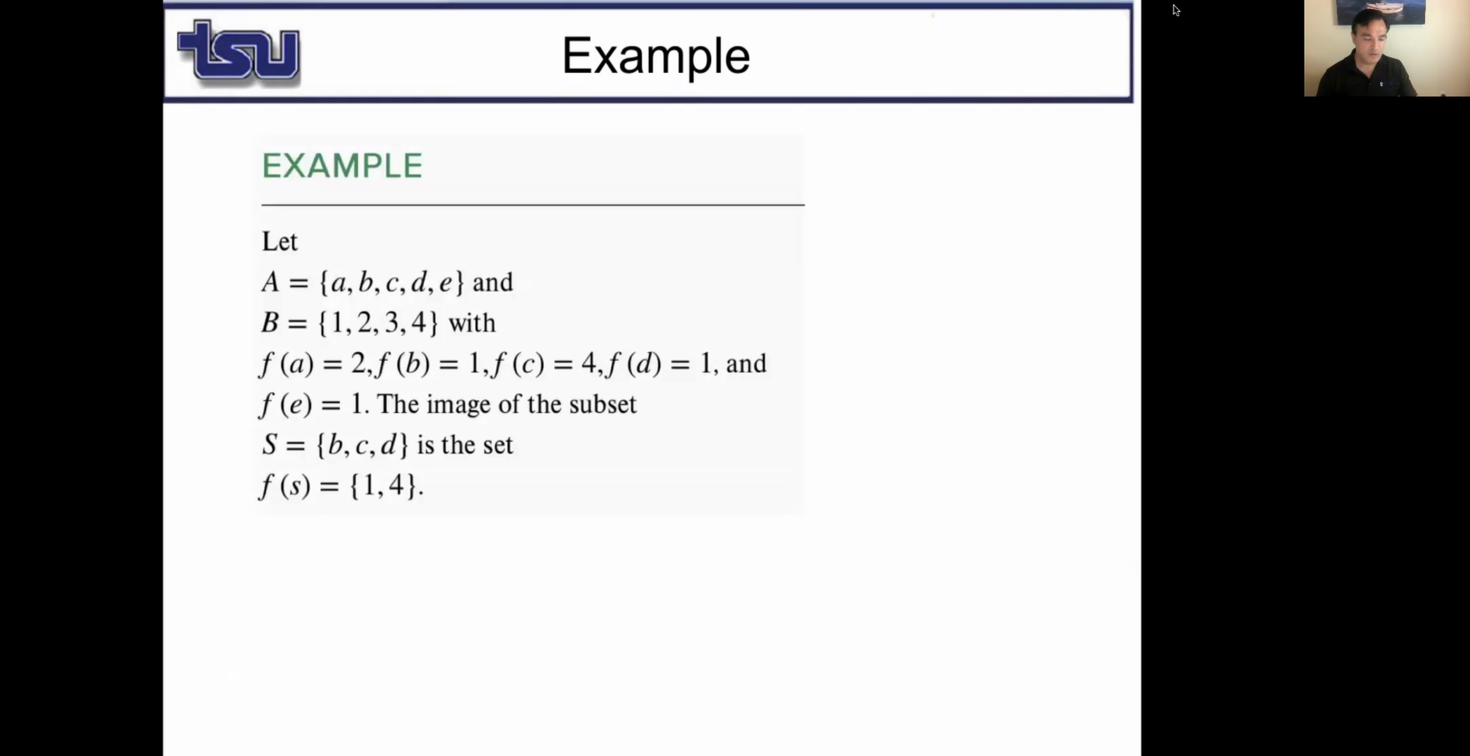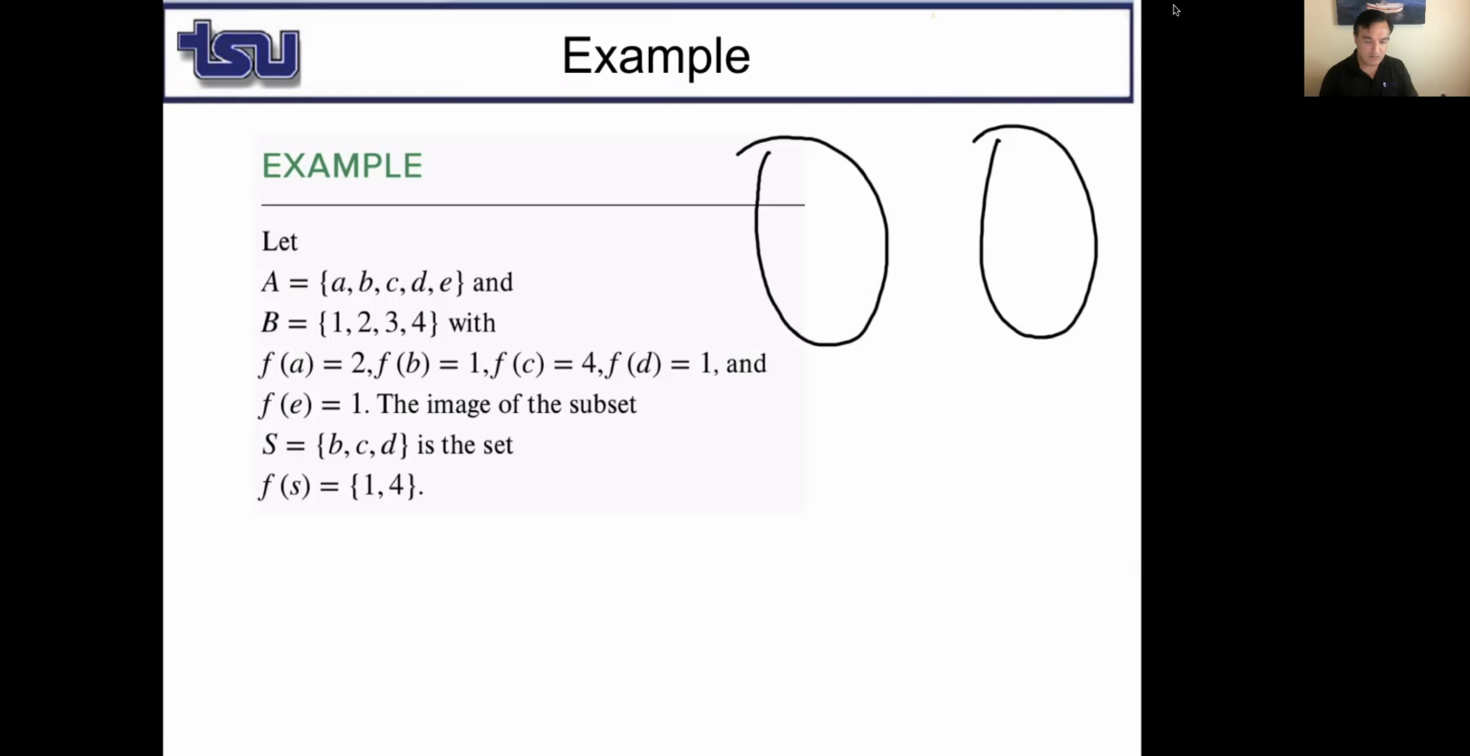Here's another example. Now we have A as this set, and we have B as this set. Here we have A, B, C, D, and E. Here we have 1, 2, 3, and 4. It says f of A is 2. That means it takes A to 2, B to 1 here, C to 4 right there, D to 1 here, and E to 1 as well right there, okay?